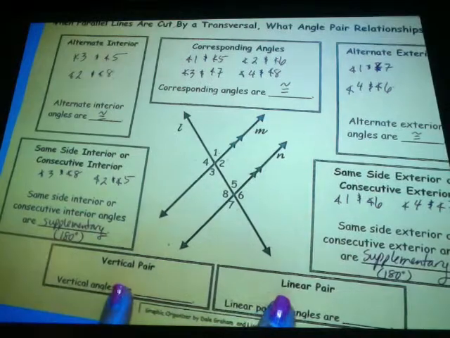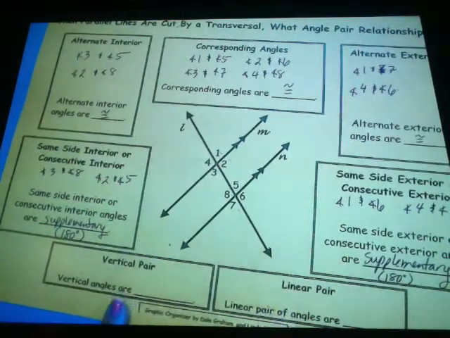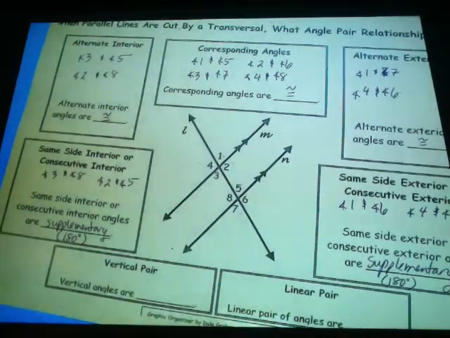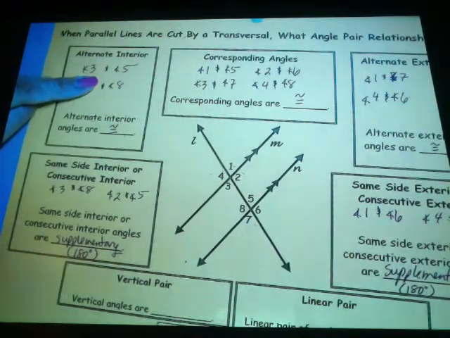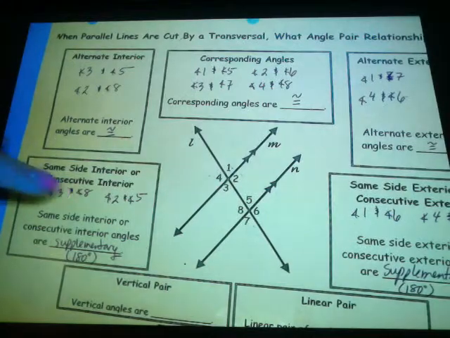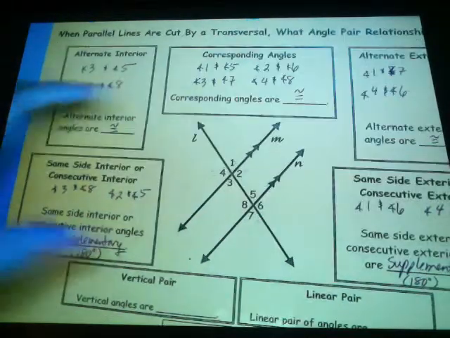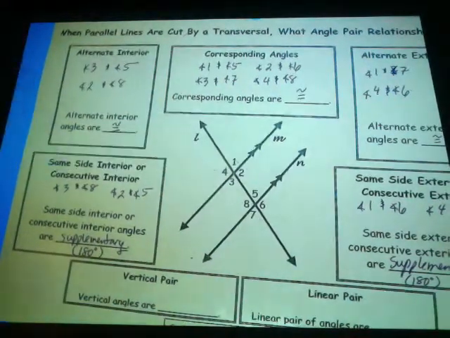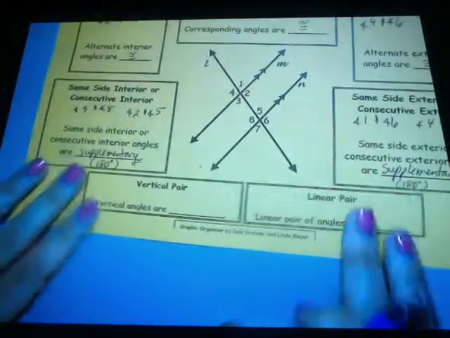These occur whether or not the lines are parallel. You still have vertical angles, you still have linear pairs. And by the way, you still have alternate interior angles and all of these other angles. They just may not be congruent or supplementary. You still have those angles, but they don't have that special relationship if the lines are not parallel. So let's look at these.